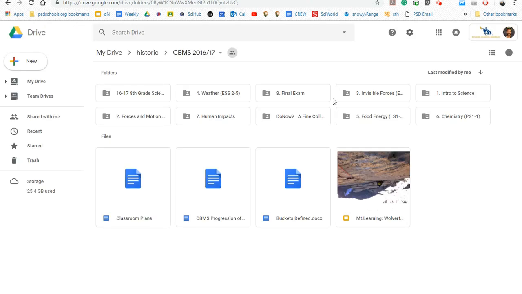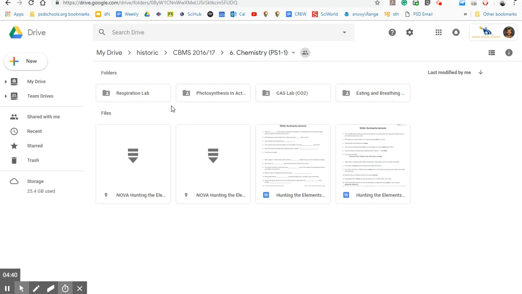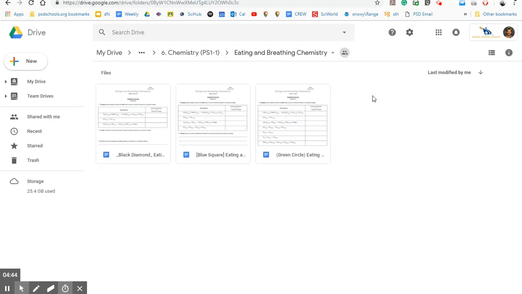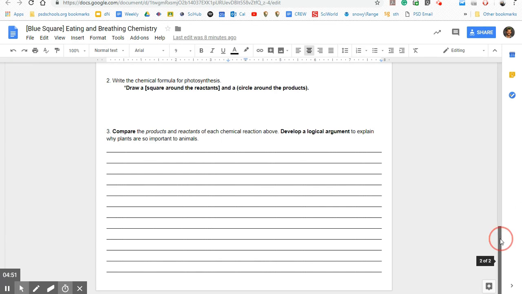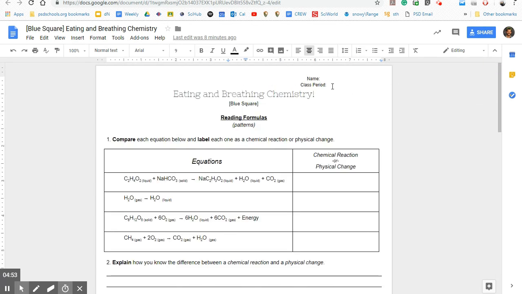But I would like to show you one other example of an assignment. So this one is another differentiated assignment. This one is in my chemistry unit. So again, my chemistry folder, and this one is called Eating and Breathing Chemistry. So again, you can see my three assignments here, and an example here of the blue square assignment. Again, my proficient assignment, that if a student completed this, they got a proficient grade.